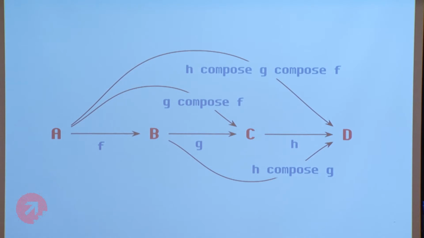And composition of functions is associative, which is a useful property, in that it doesn't matter if we consider f compose g first or g compose h first in the expression h compose g compose f. All the paths through this diagram are the same. They are a function from a to d, which does f and then g and then h. Okay?